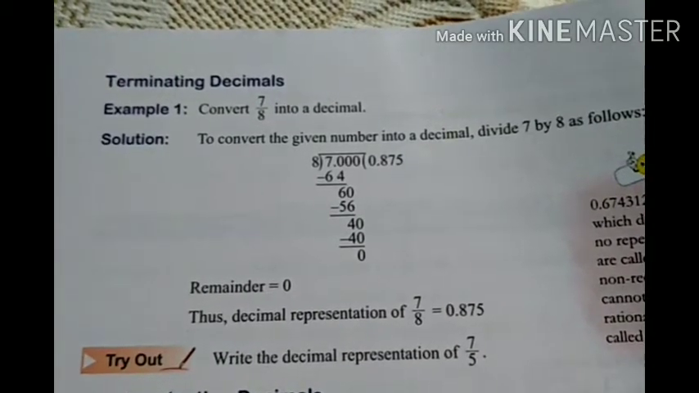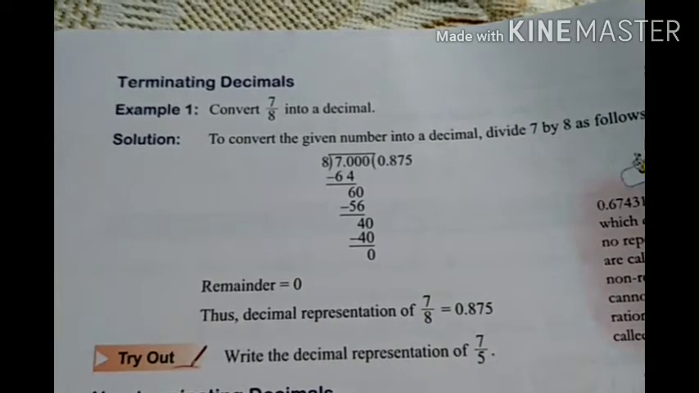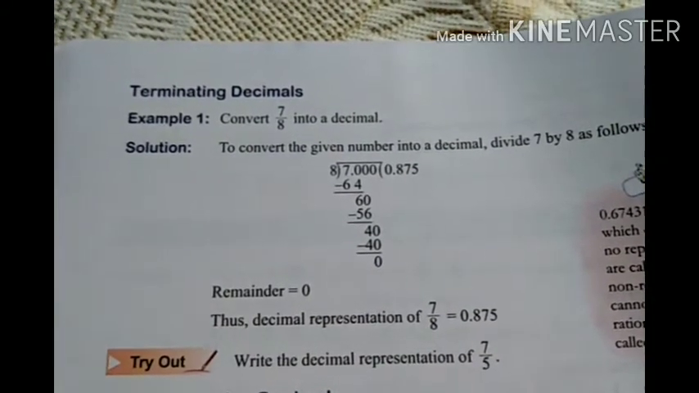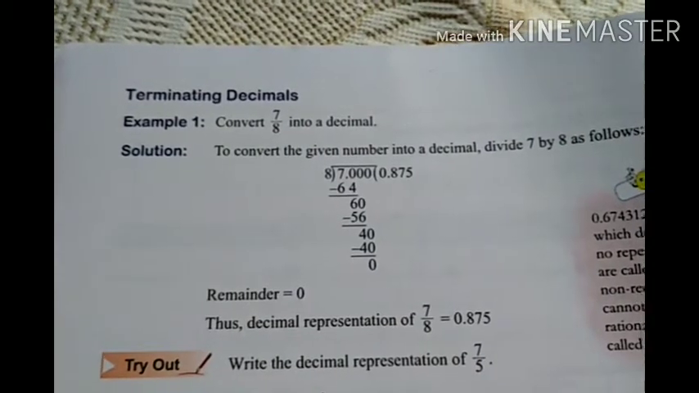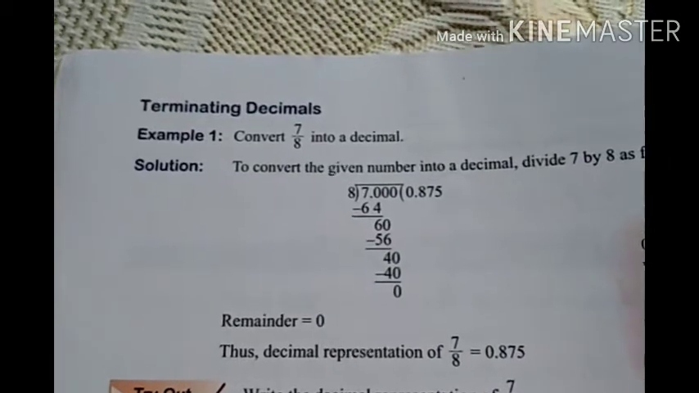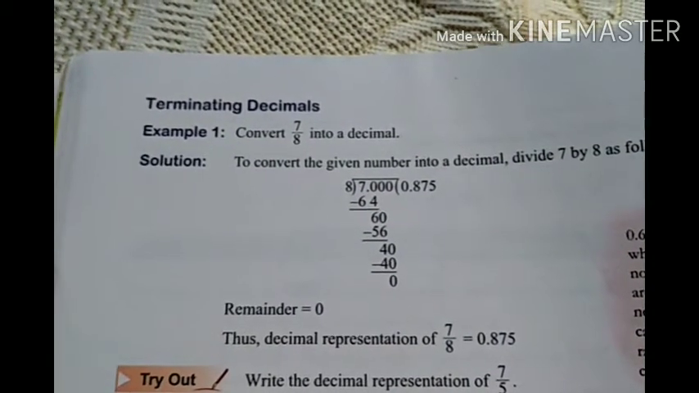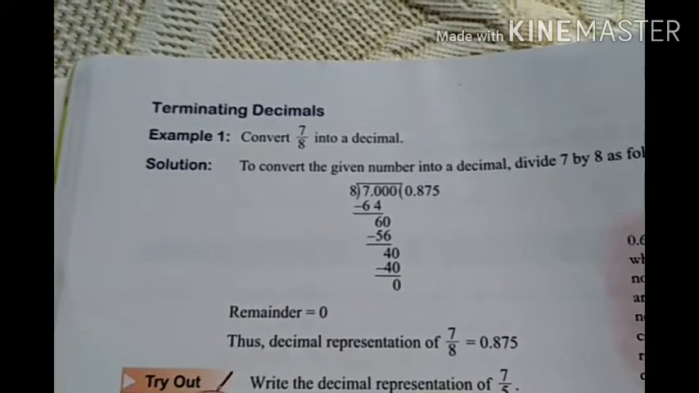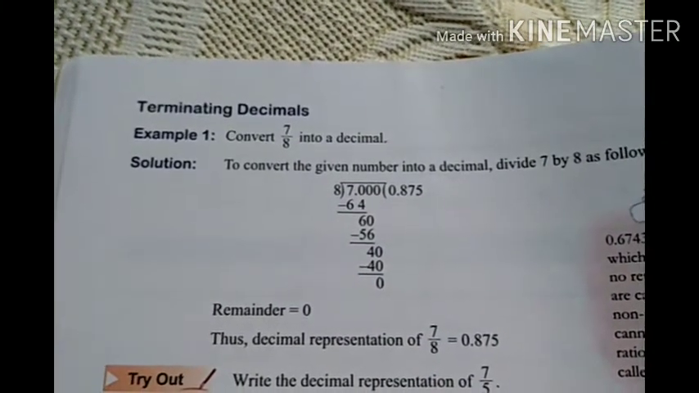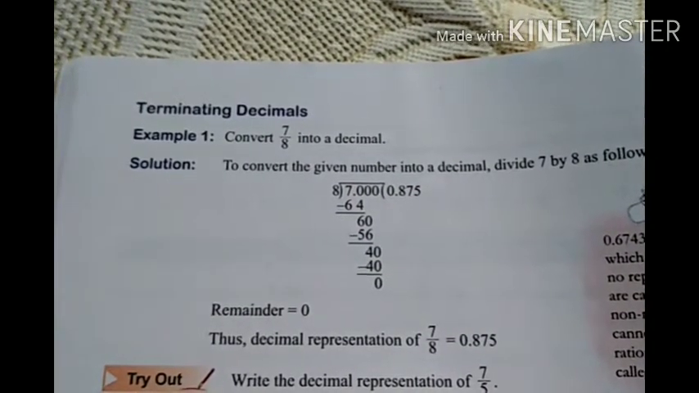After dividing, what do we get? We get 0.875. We get remainder 0. The decimal representation of 7 upon 8 will be 0.875. This type of decimal will be called a terminating decimal because we are getting 0 as remainder.